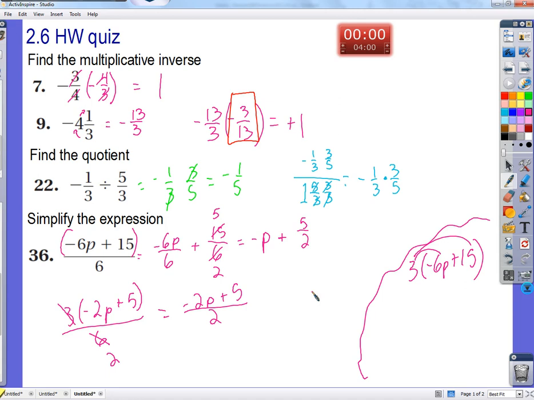Okay. It's stronger than the white coat. So that's the big mom. Okay, 2.7 now.